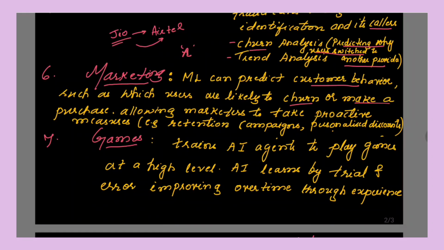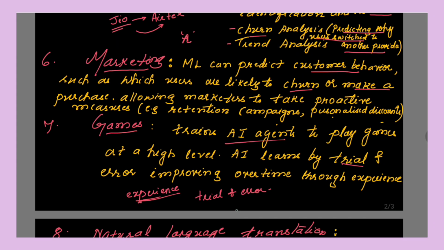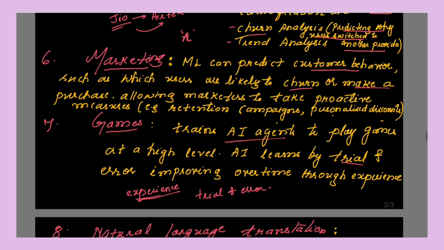So we have seen games as one of the applications in reinforcement learning. It will train the AI agents to play games. The AI agent learns the game by trial and error, and over time definitely it will improve its performance because it would have gained experience by this trial and error.